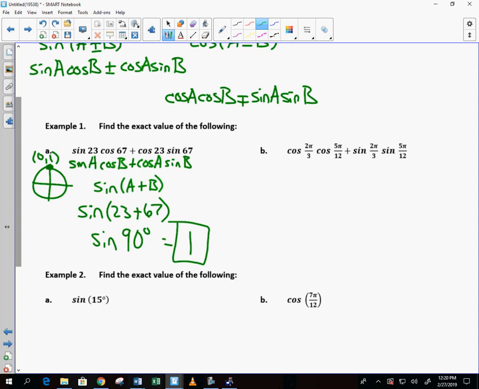How's letter B different? Okay, fractions. Let's say instead of fractions, let's say radians. Would you say this is a radian measurement for the angle? Yeah. So, and this fits the cosine formula, doesn't it? We have cosine of angle A times the cosine of angle B plus the sine of angle A times the sine of angle B. So I'm just replacing the 2 pi over 3 with A, and I'm going to replace the 5 pi over 12 with B.